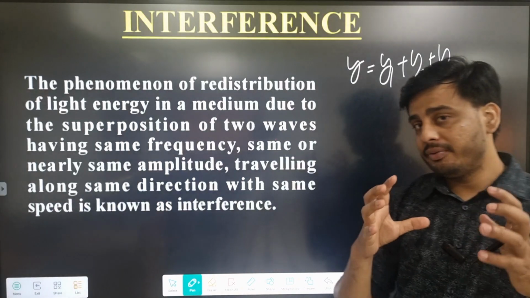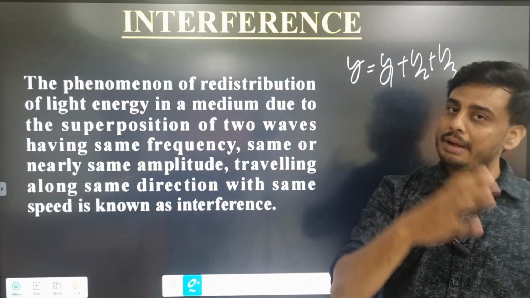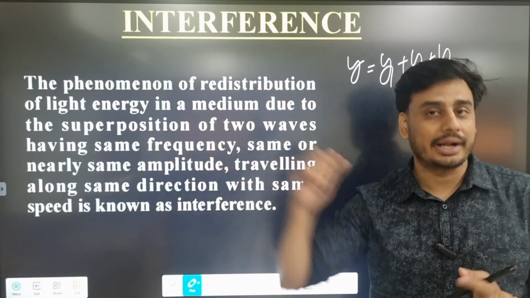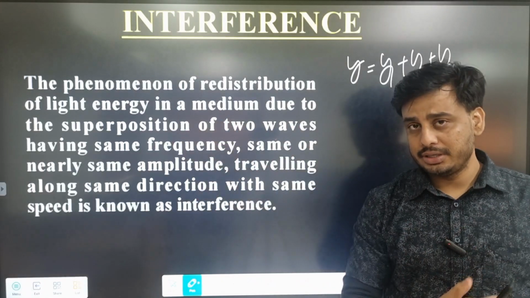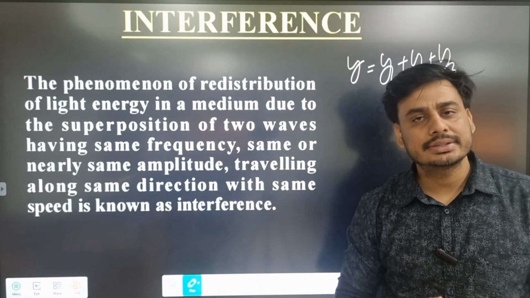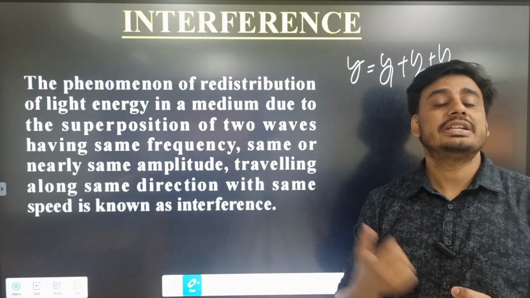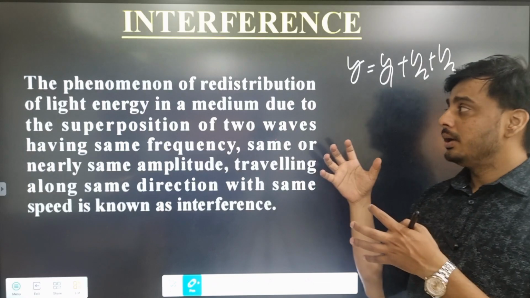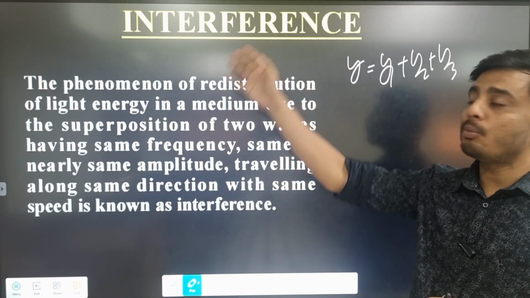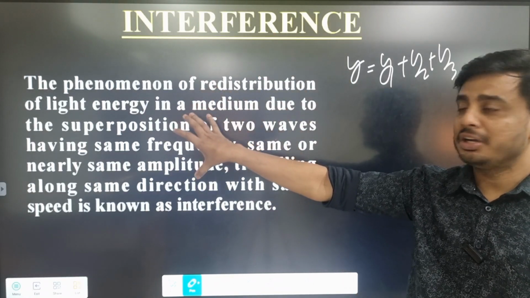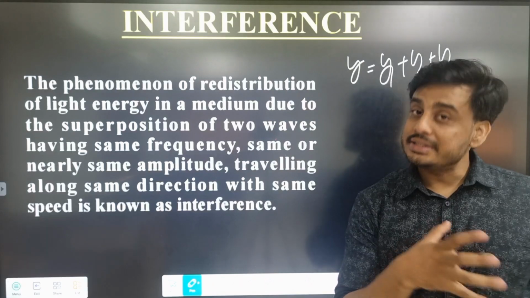So depending upon different conditions, we have divided superposition into different categories. As you must have studied, one is interference, one is beats, another one is standing waves or stationary waves. But here we are going to discuss only interference. So the definition of interference is written here. So what is interference then?